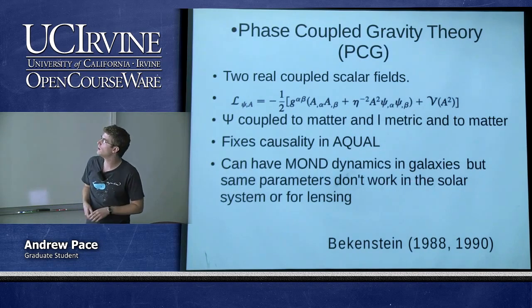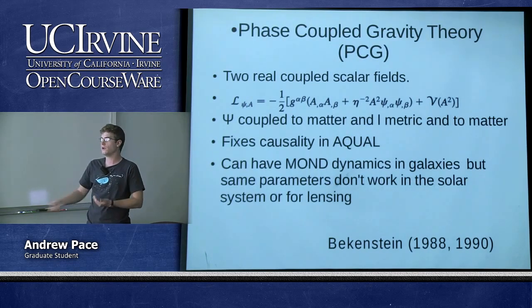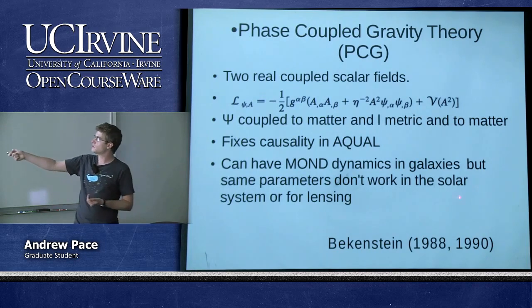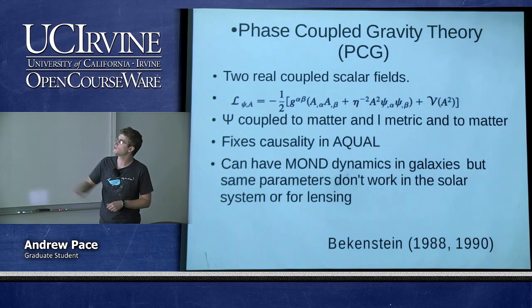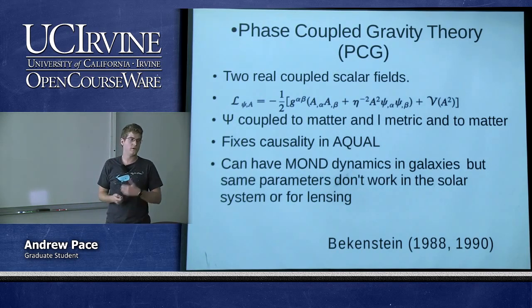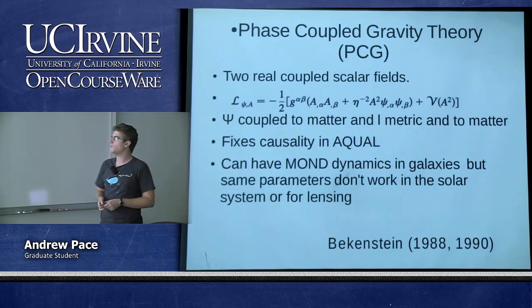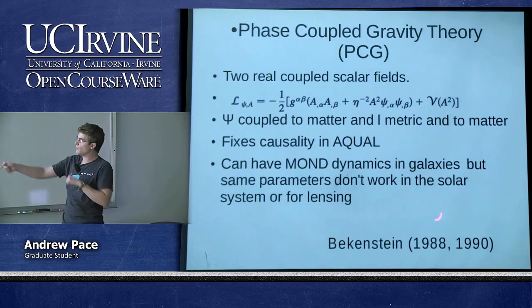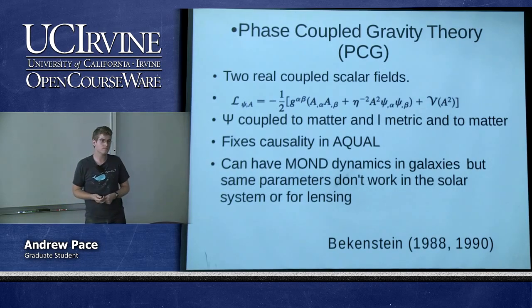And so this last thing is you can go through your Einstein's equations and whatnot and go to your MOND dynamic limit with your small acceleration. And so you can get your MOND dynamics in galaxies. But in this theory, those same kind of parameters, so that would be your eta here, would explain galaxies, but would be kind of too large for the solar system. It would also kind of fail for gravitational lensing.